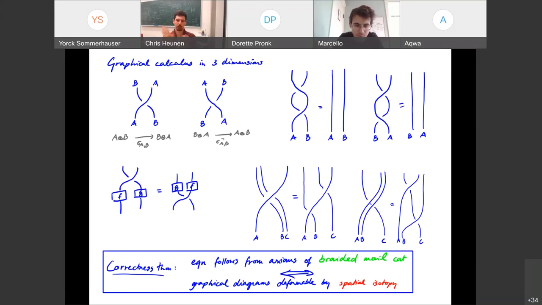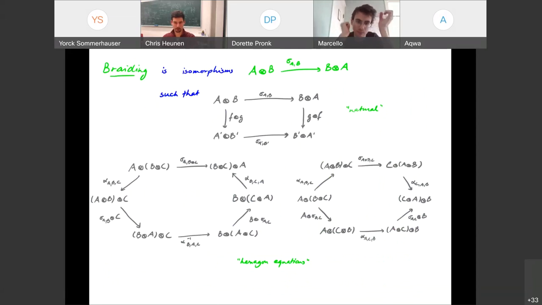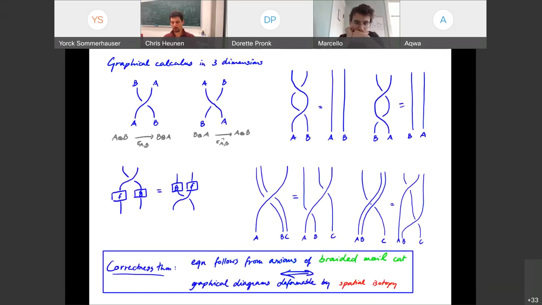Then the fact that these two things are inverses graphically become the two pictures on the top right. That if you have two strands sort of laying on top of each other, you can straighten them out. Naturality is the picture on the bottom left, that if I swap two things and then do f and g on both of them, I could also first do f and g and then swap them. And this hexagon equation, this hexagon in gray on the bottom here, graphically becomes the thing on the bottom right. That says sort of, if I have three objects A, B, C, I can think about B and C together as one object and swap that with A, or I can think about them as two separate objects. So I can first swap A and B, and then further along the line swap A and C. And those two things should be the same.